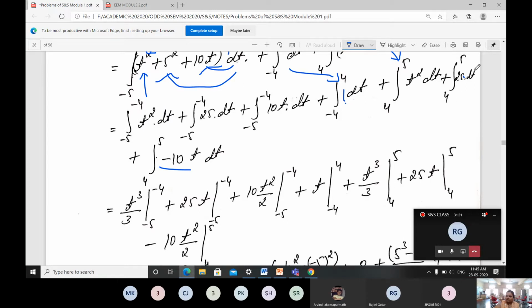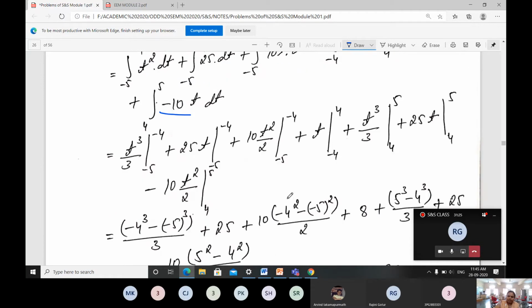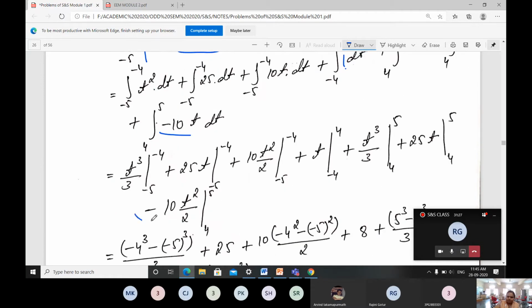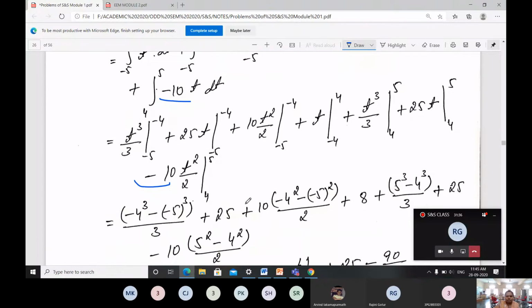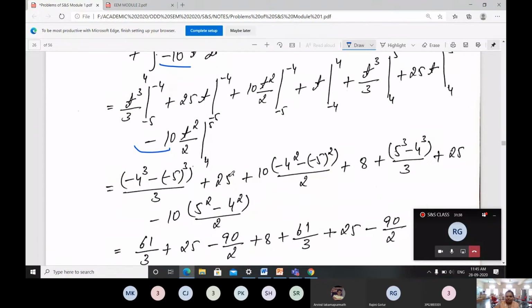So integration of 1 dt is nothing but t. You will be getting the limit 4 to 5. Then this minus, I wrote here 10t, integration is going to be taken as t square divided by 2 with the limit 4 to 5. Next, what you have to do? You have to apply the limit.